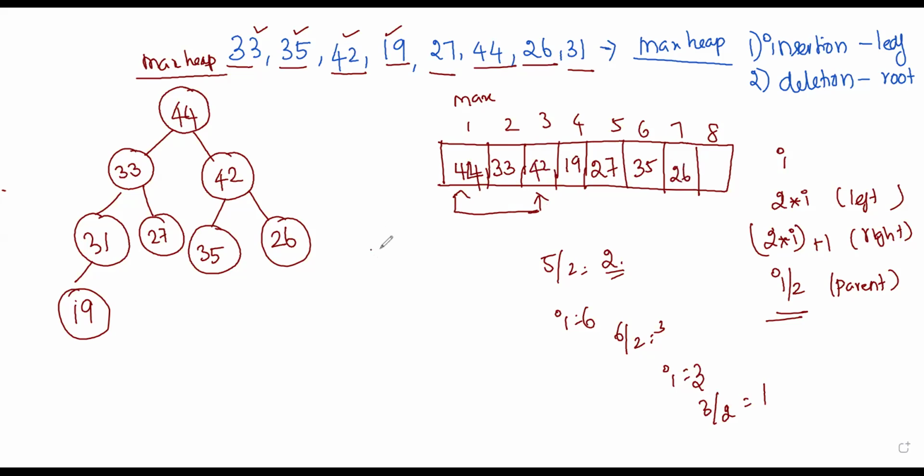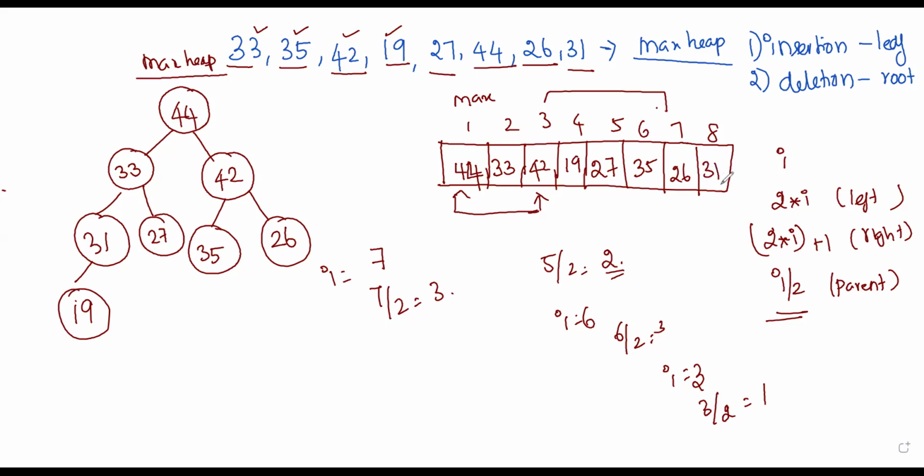Next is 26. 26 is at node 7, so i is equal to 7. 7 by 2 is 3 point something, so the third node is its parent. The third node and the seventh node: the child is smaller than its parent. Don't swap.